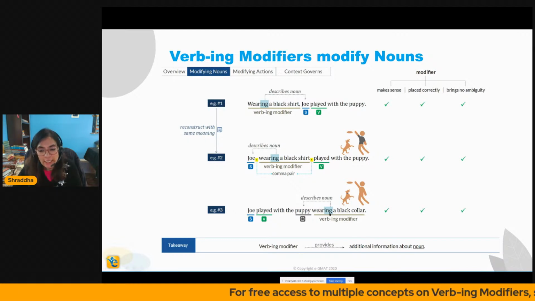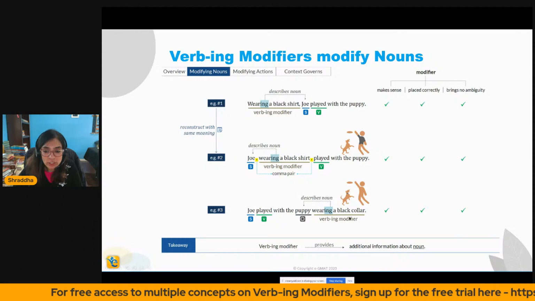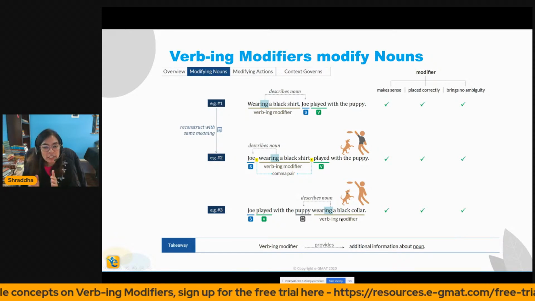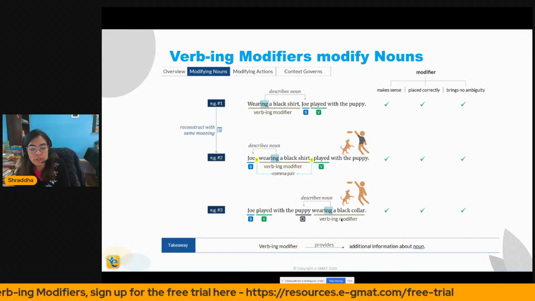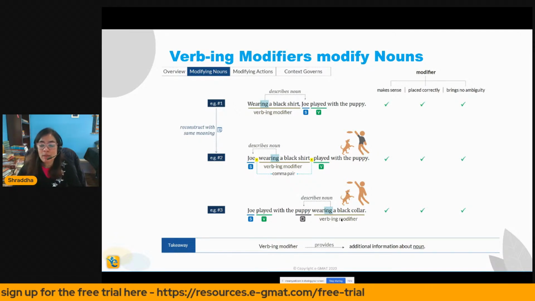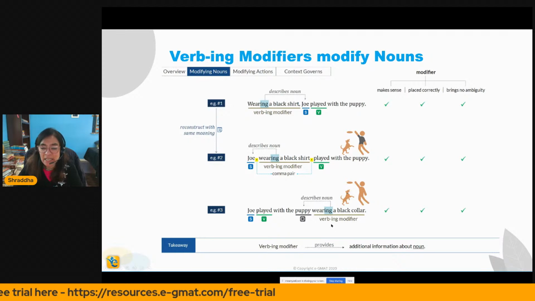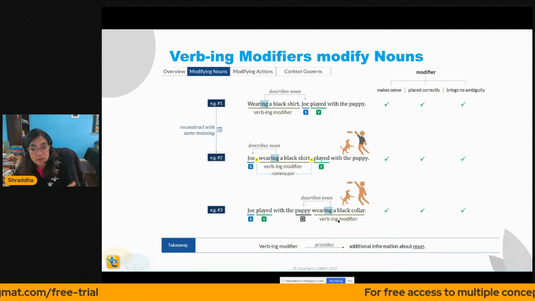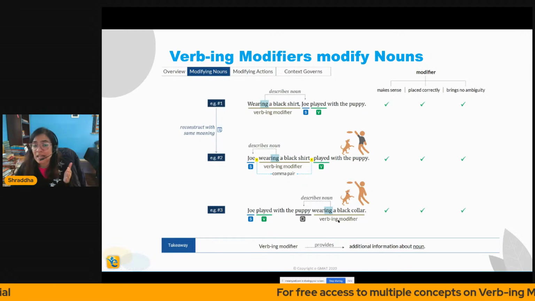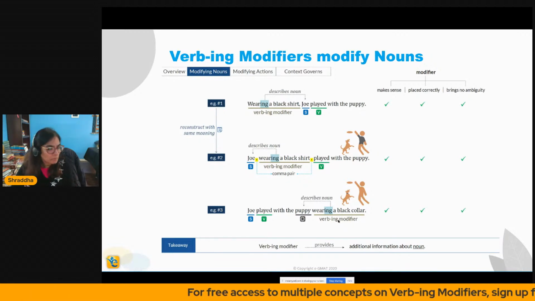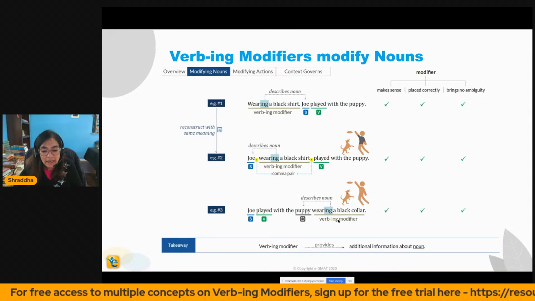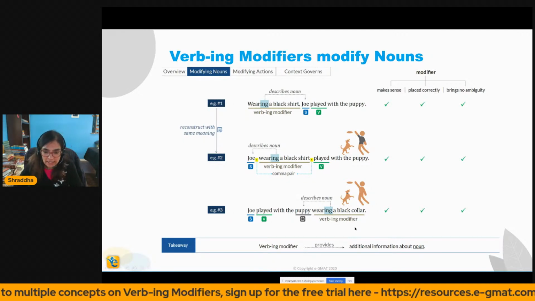So, definitely, who was wearing a black collar? It was the puppy who was wearing a black collar, and accordingly, we have changed the placement of the modifier in the sentence to keep this sentence logical. It is placed correctly right after the puppy because that's the entity that it is meant to modify, and there's absolutely no ambiguity in the meaning that is presented by this sentence.